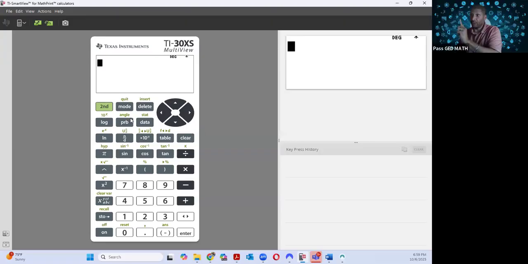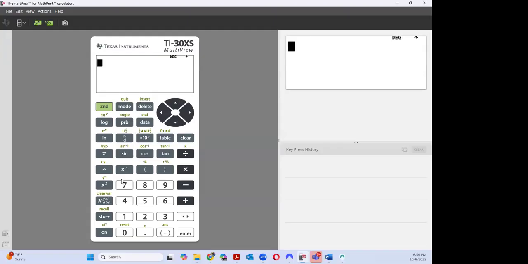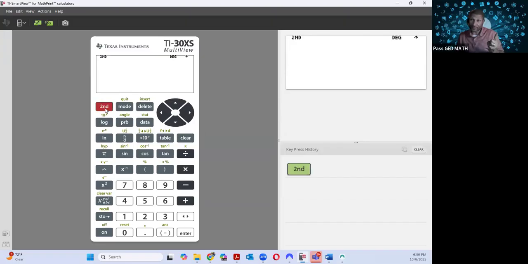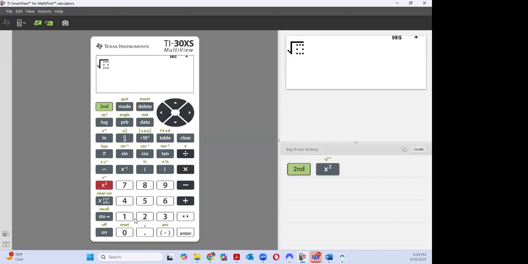It's in green. The square root is in green on the calculator, so you gotta hit second.